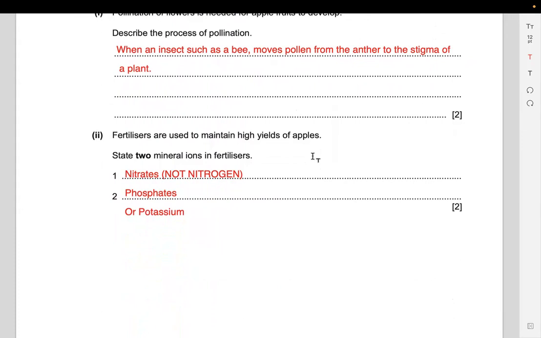Fertilizers are used to maintain high yields of apples. State two mineral ions. So it's the mineral ions, not nitrogen, not the gas. So nitrates, phosphates, or potassium.